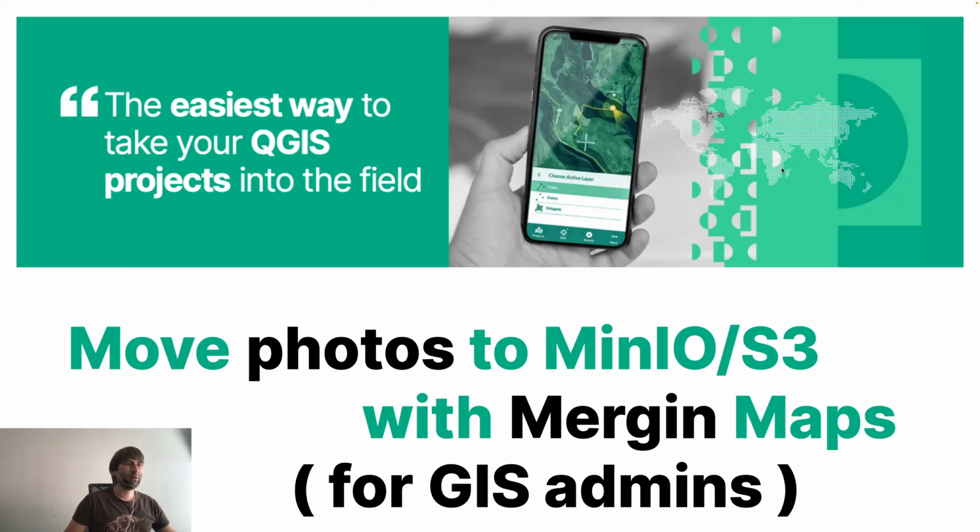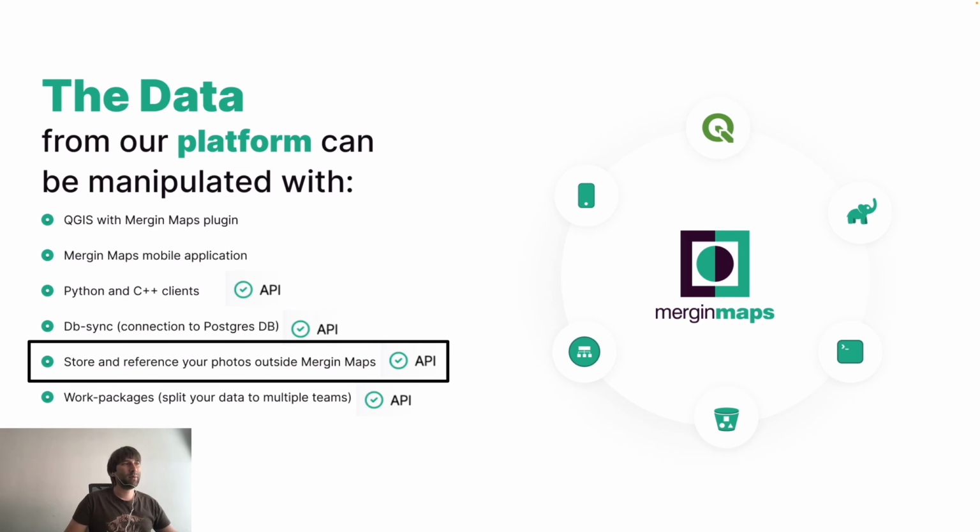Hi, I'm Peter and I will talk today about how to move photos from Mergin Maps to MinIO or S3 bucket. Mergin Maps has an API that can be leveraged with Python and C++ client. It can be used to connect to PostgreSQL DB and it can be used to store and reference your photo outside Mergin Maps, which is today's topic.